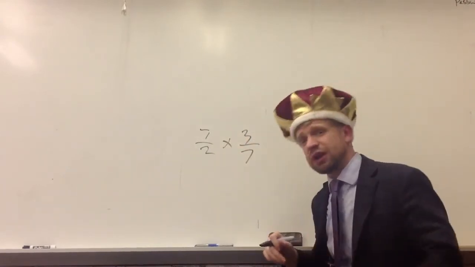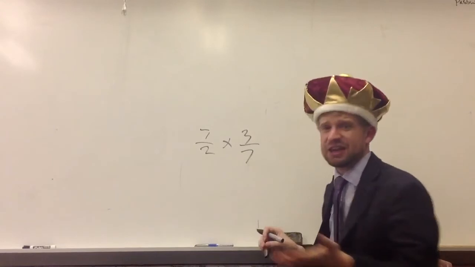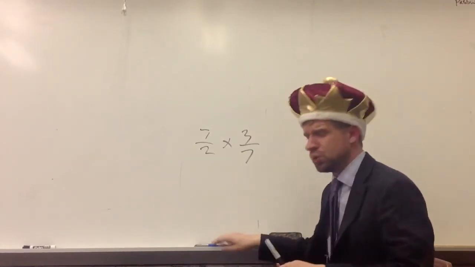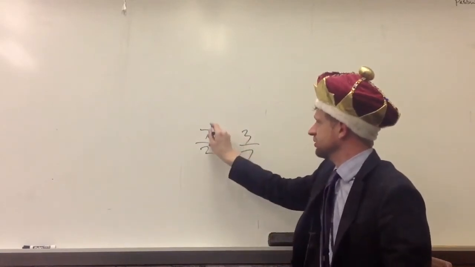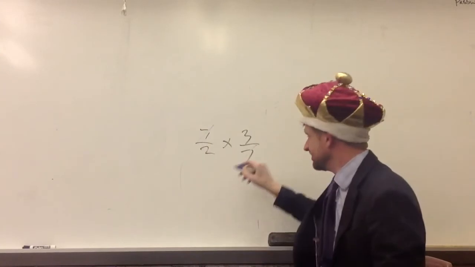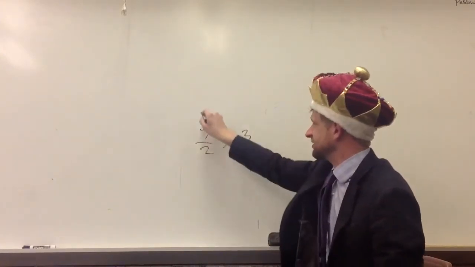Now I just do it like a regular multiplication problem. So the first thing I do is I say, can I cross cancel? Yes, I can cross cancel. I go 7 and 7. What goes into 7 that goes into 7? 7 goes into 7 one time.